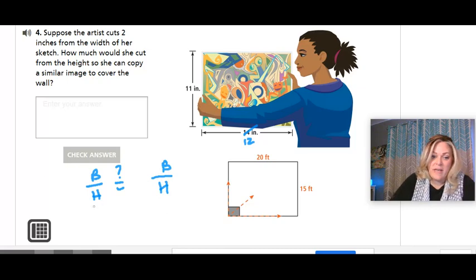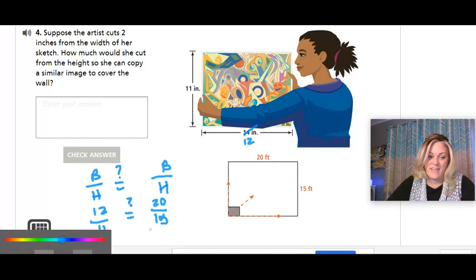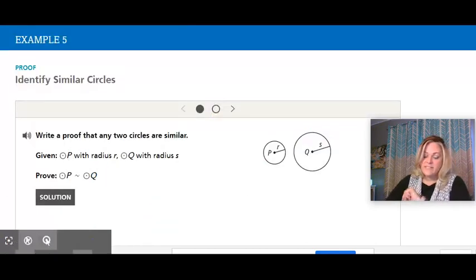So the base of the painting is 12 inches. The height of the painting is 11. Is that the same as the base of the wall, 20 feet, and the height of the wall? Grab your calculator, try to figure that out. Does it fit?